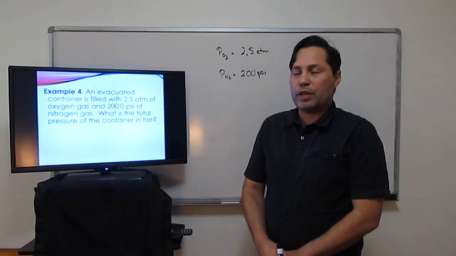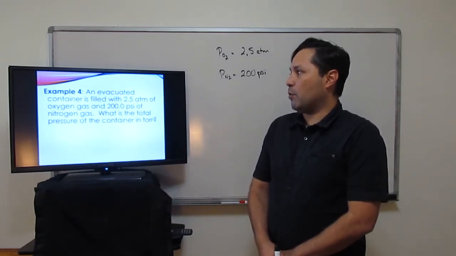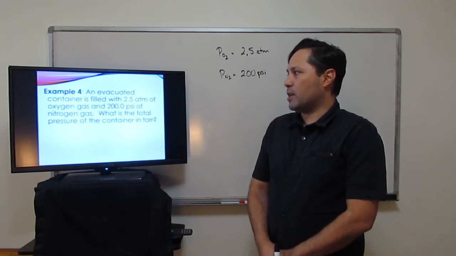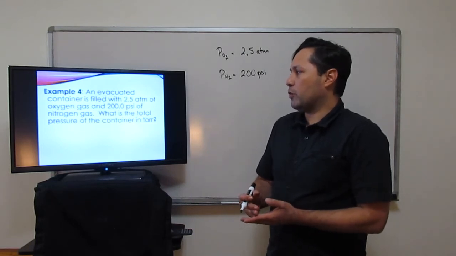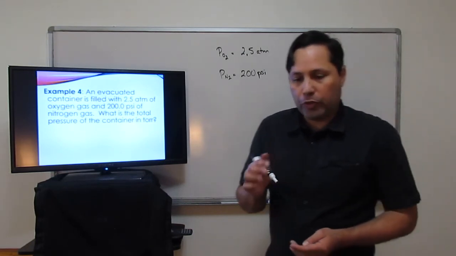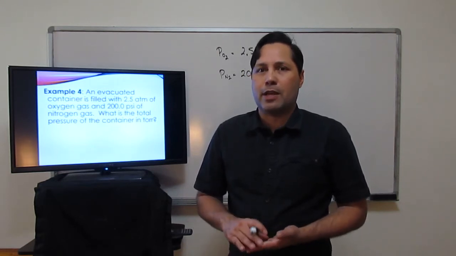In example 4, we're given the following problem. It says, an evacuated container is filled with 2.5 atm of oxygen gas and 200 psi of nitrogen gas. And then we're asked, what is the total pressure of the container in torr? A couple of things about this problem. It began with an evacuated container. What does that mean? It means that the container is empty.